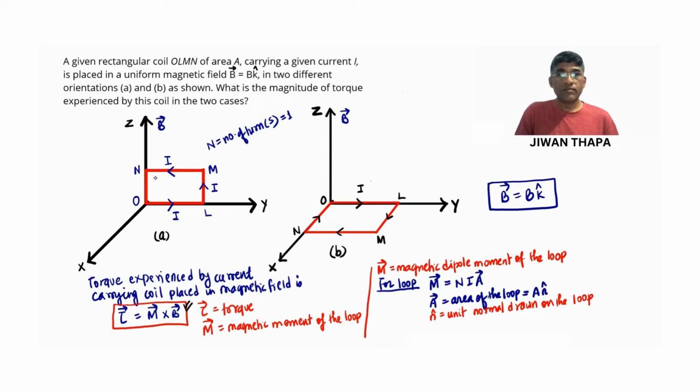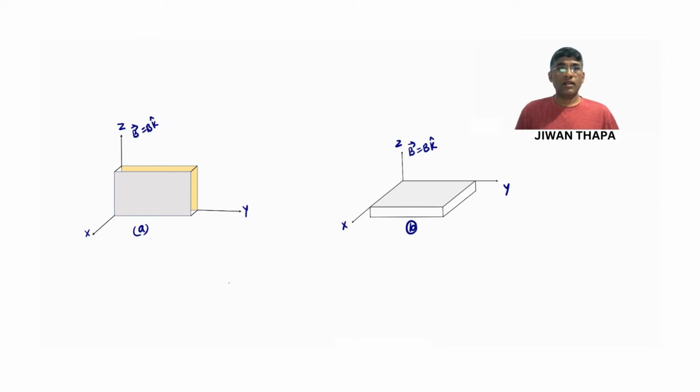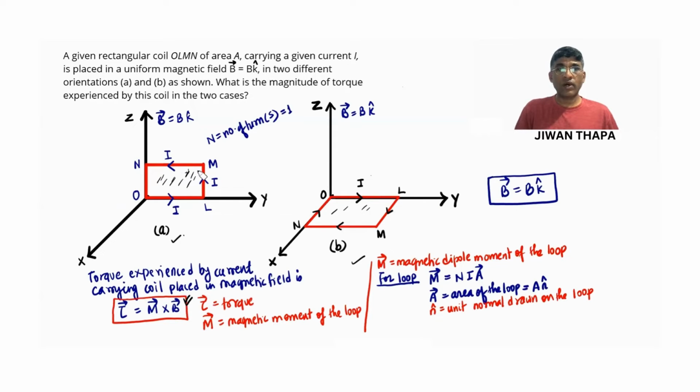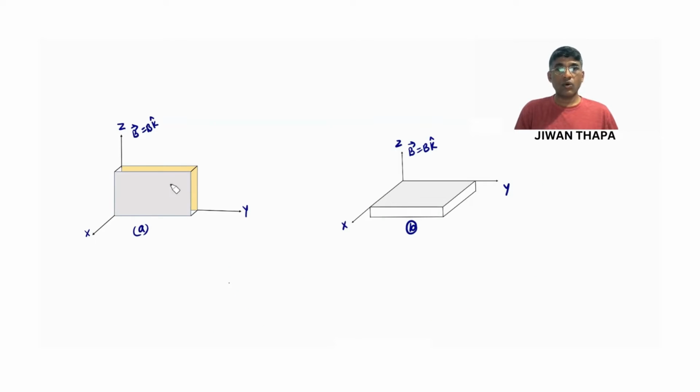Now, let us understand this problem with reference to these two figures drawn. So we can see we have a rectangular coil in this orientation, and we have a rectangular coil in this orientation. That is, we have a rectangular coil in orientation A and B. So I have represented the orientation of the rectangular coil in this way. So I'm showing the faces of the coil.